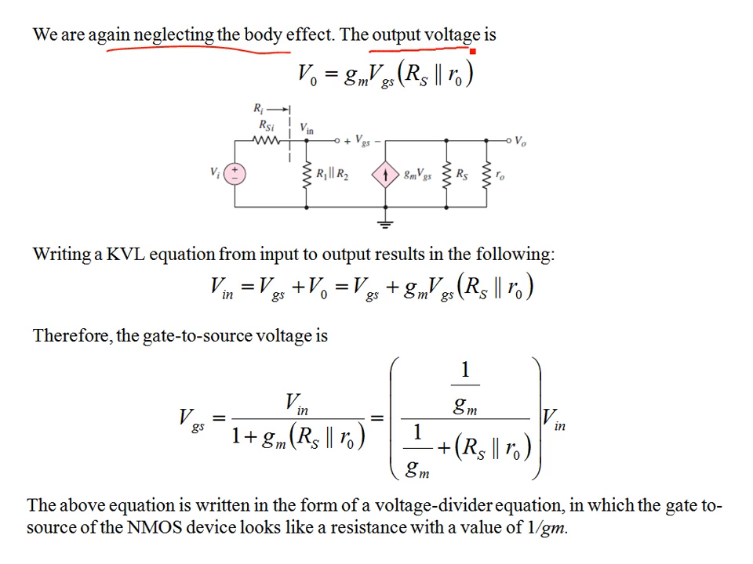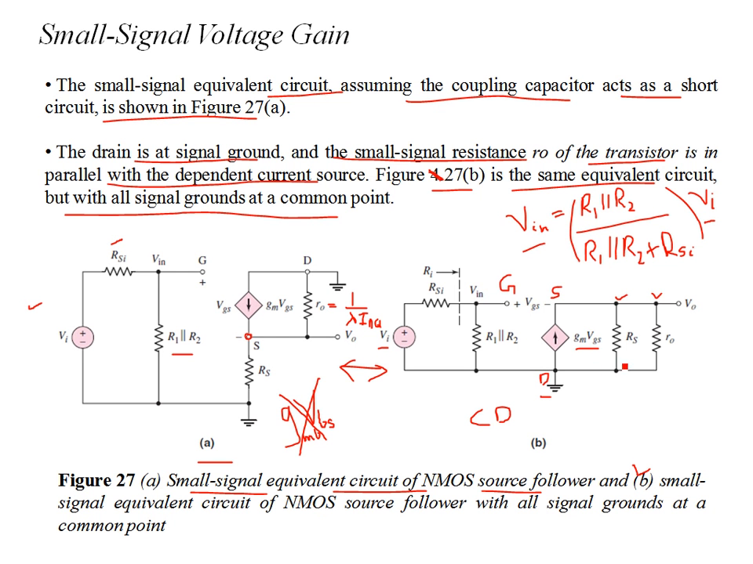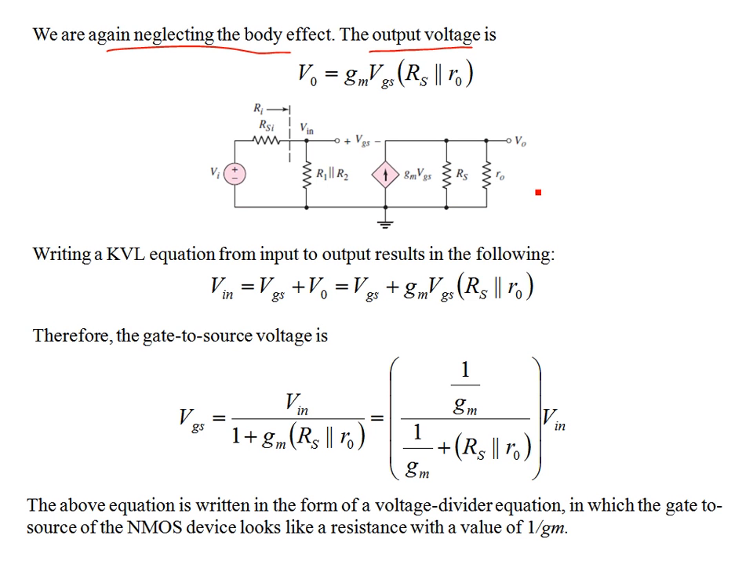Now the output voltage. I have the same circuit, which is drawn over here. And you can see that the output voltage is, if you consider this the current source, gm VGS, that's the current which drives the parallel combination of RS and R naught. So it's gm VGS times RS parallel R naught. That is my AC output voltage in volts.